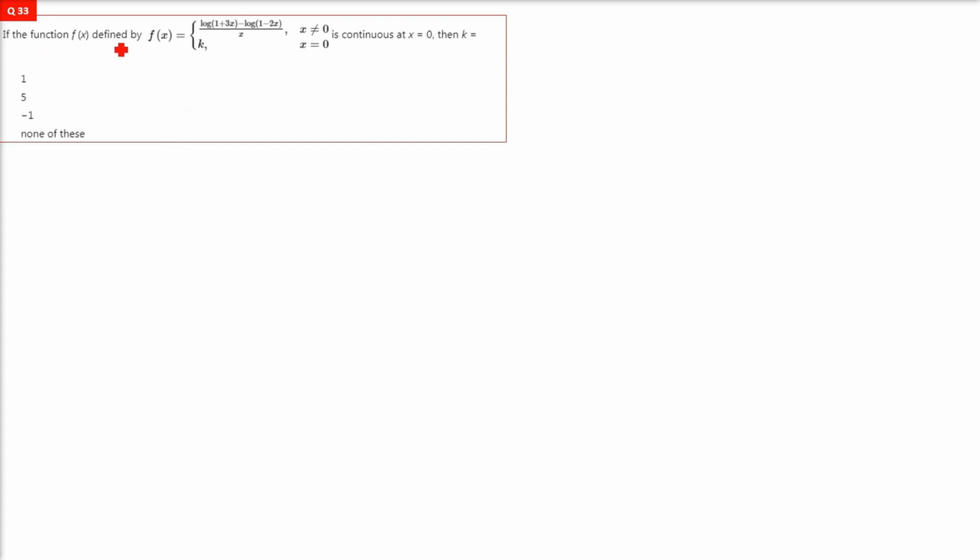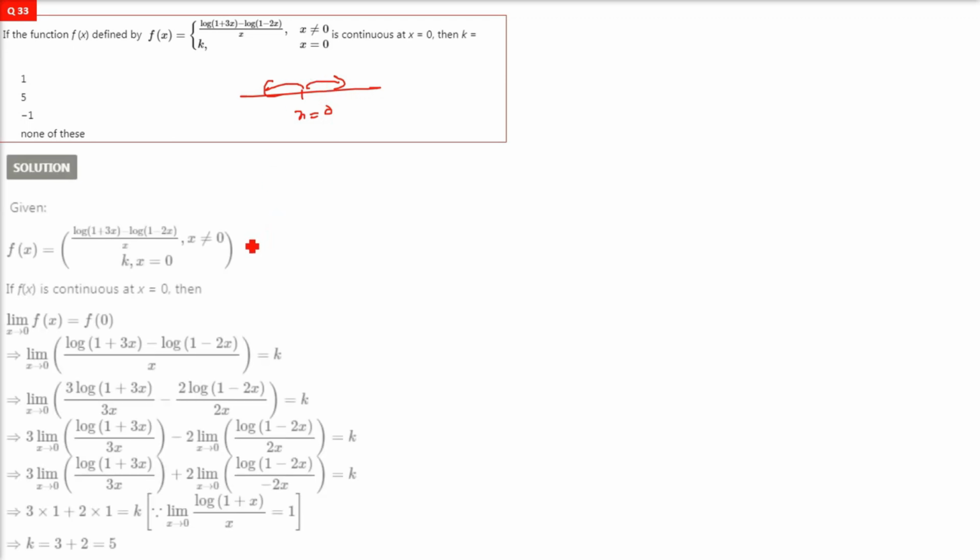If the function f(x) is defined by the first function for x not equal to 0, and the second function for x equals 0, which is k, a constant function, we could take the left hand limit and right hand limit and try to equate. But LHL, RHL is not required because it is already said that it is continuous at x equals 0. So just find the limit as x tends to 0 of the first function and equate it to k.